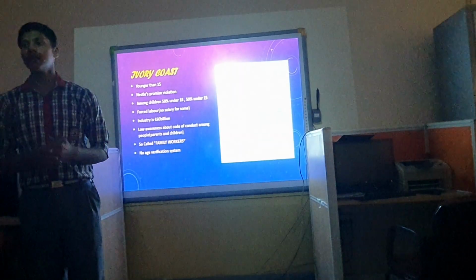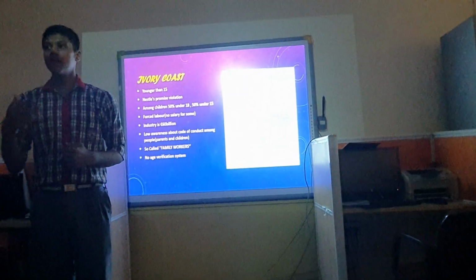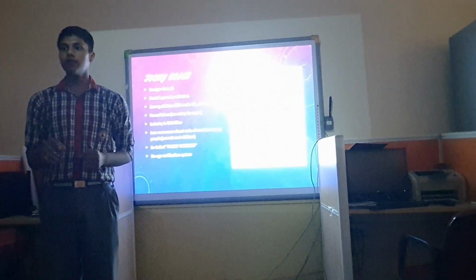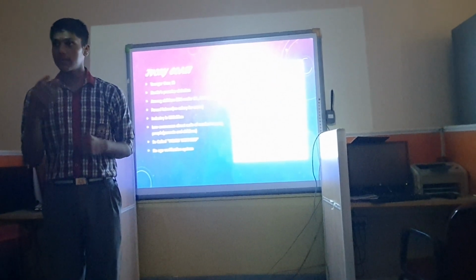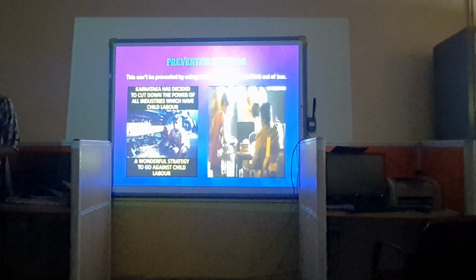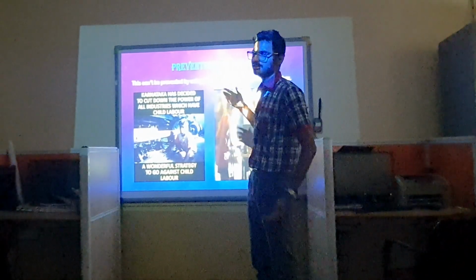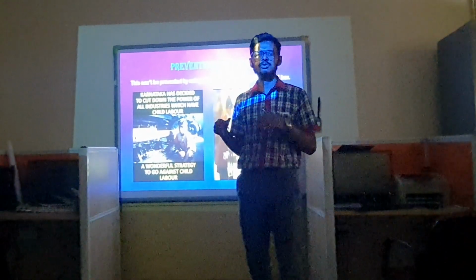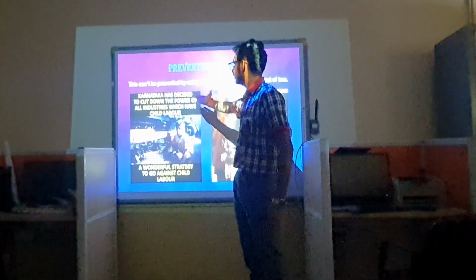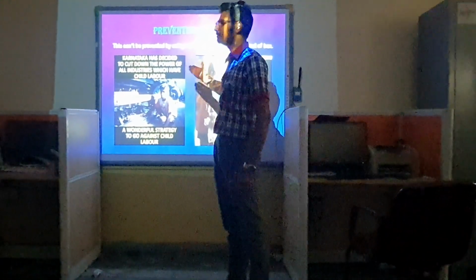If a labor is there, he or she would get a card, but there's no age verification of whether he or she is a child or an adult. When the government verifies them, they just see that it is a labor, and there's no age and all. So child labor can't be prevented using the normal ways. So we have to think out of the box and cut some ways like this. The Karnataka government has decided to cut down the power of all industries which have child labor.